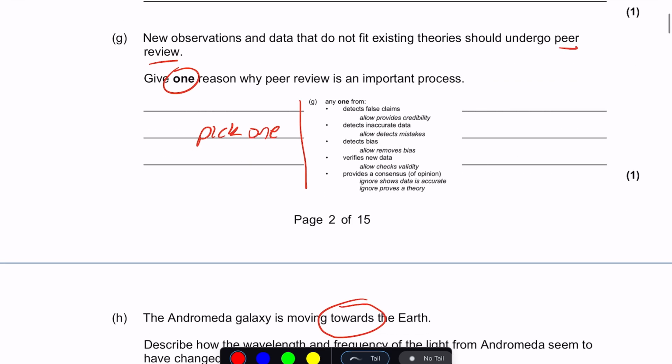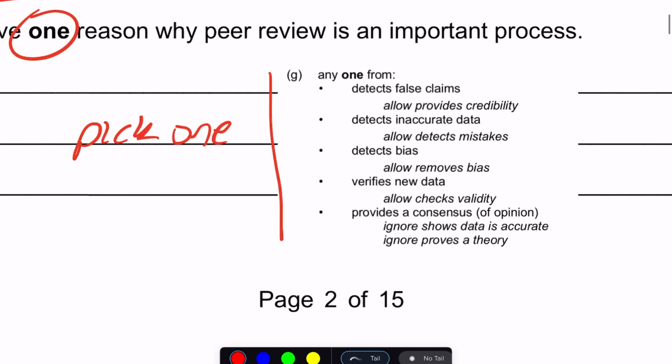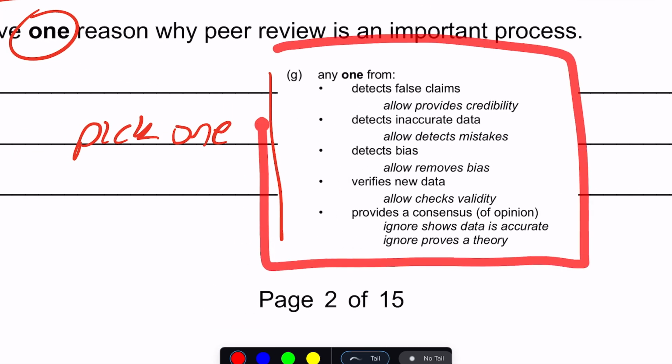That's what that suggests. New observations and data that do not fit existing theories should undergo peer review. Remember, you've got to understand this term, peer review. It's when other scientists that are as good as you get together or just do your experiments and look at the data and decide, actually, no, that's good science. So give one reason why peer review is an important process, and you can tick any of these. And this is just good to revise what peer review is.